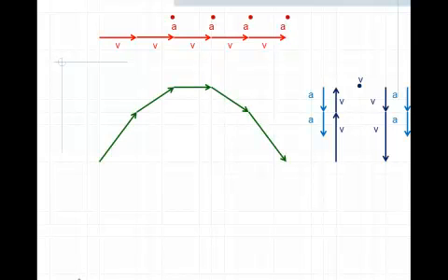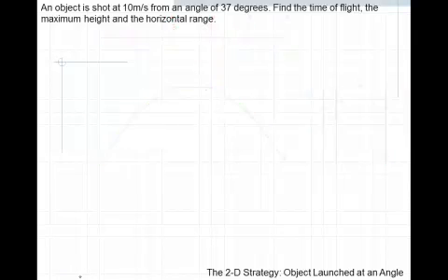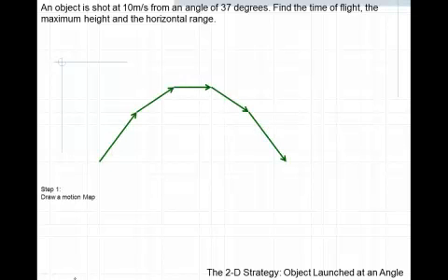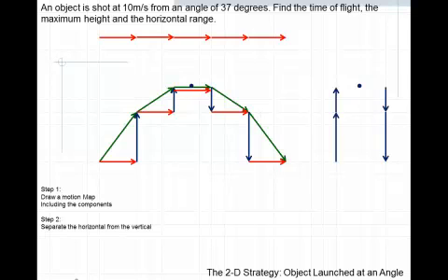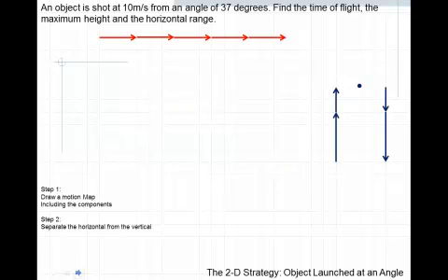Now, in looking at an actual example of an object that's shot at 10 meters per second from an angle of 37 degrees, where we have to find the time of flight, the maximum height, and the horizontal range, we would at first draw a motion map, just like that. We would include the components, separate out the horizontal from the vertical components, and label what we know and what we don't know.